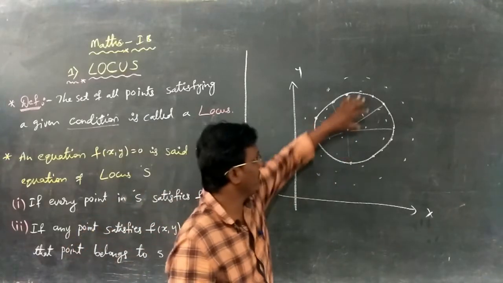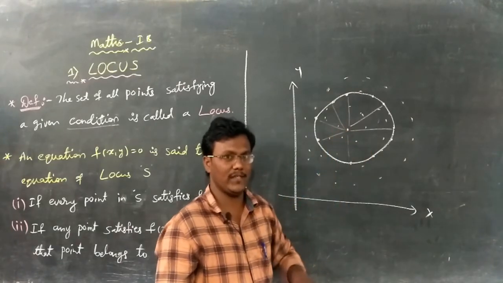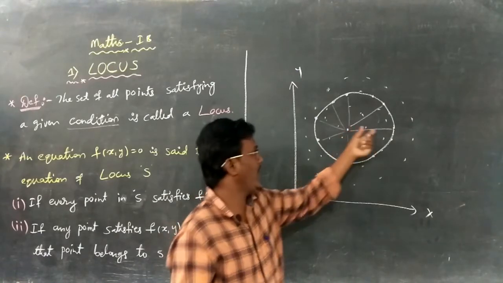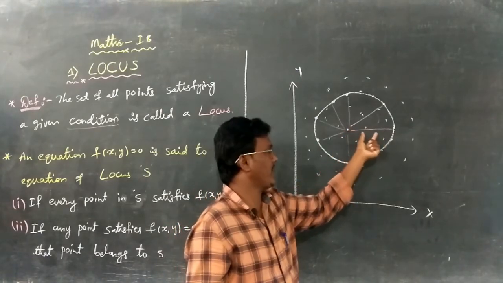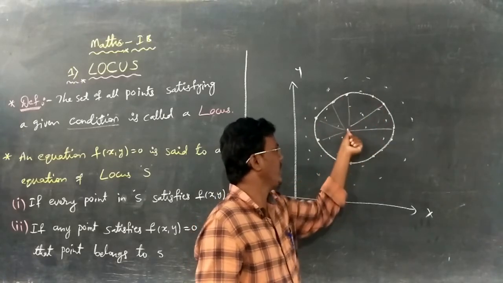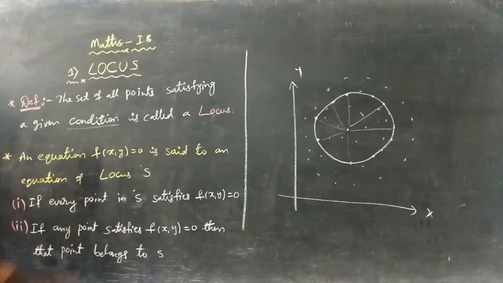So what am I doing here? The set of all points that satisfy a given condition is called a locus. What is the given condition here? One fixed point and one equidistance. So I am collecting all the points that are equidistant from a fixed point. So it is a locus, and that locus is a circle, right? This is the main concept of locus.